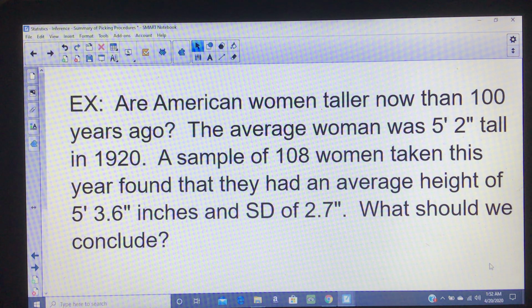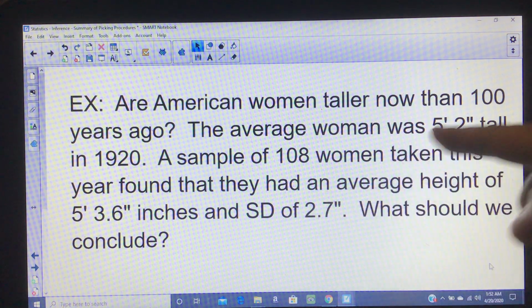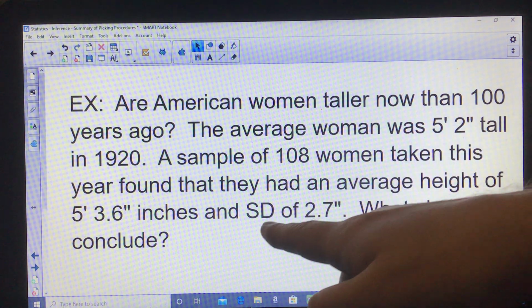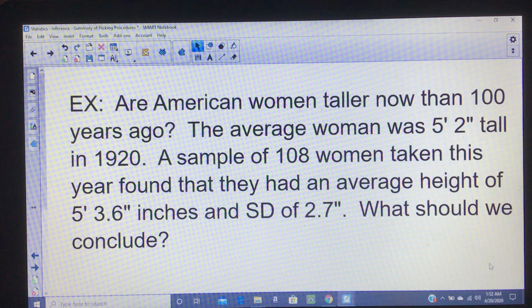Now, we might be able to get this information from both, but they just want to know, are women taller now? So is this standard still in effect, or is the standard not in effect? We can use a test to get this information. So I'm going to do a one sample t-test to see what we should conclude about this information. So basically, our null is going to be that women are still 5'2". Our alternative is going to be that women are taller on average than 5'2" in the population.